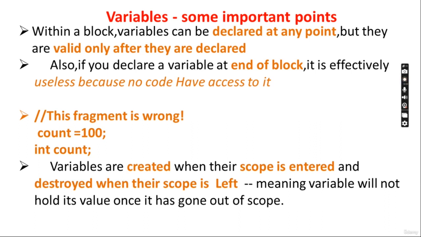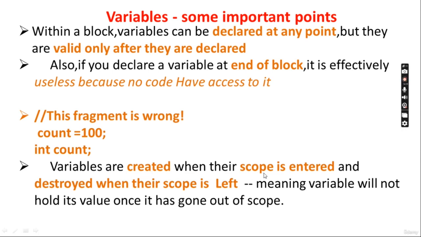If you declare a variable at the end of a block, that is also not allowed because it is useless. No code has access to it. So whatever you are doing, you should first declare all the variables and then use those variables. Here is the example, count is equal to 100. Okay. So firstly, I am defining count is equal to 100 and then I am writing int count.